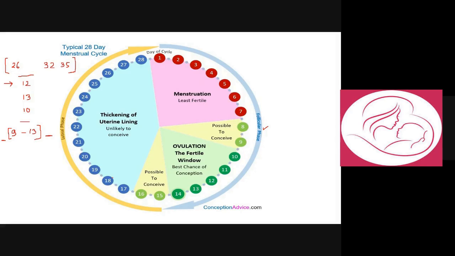In this particular phase, which lasts all the way from here to this particular point, there won't be any fertilization taking place. So that is very important. If you try to have sexual activity in this part, there are very few chances of conceiving.